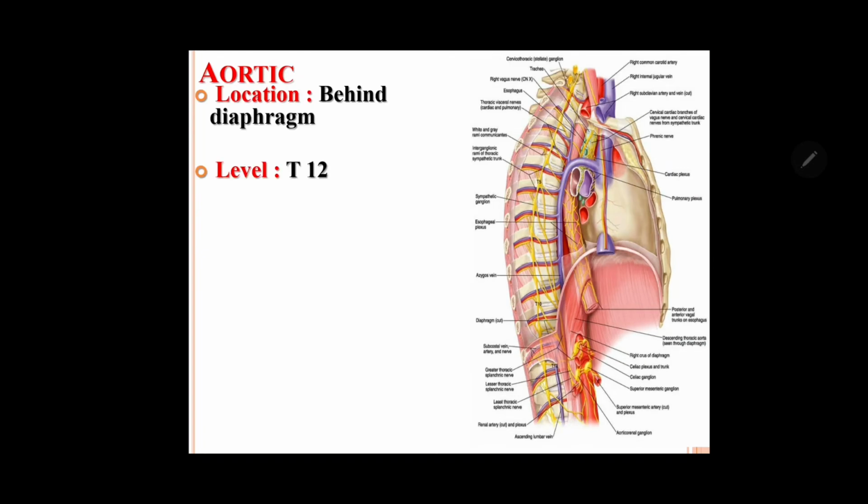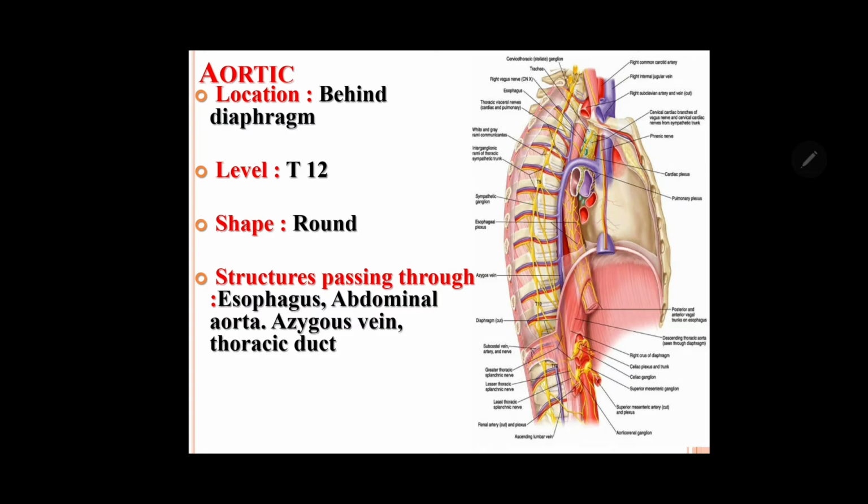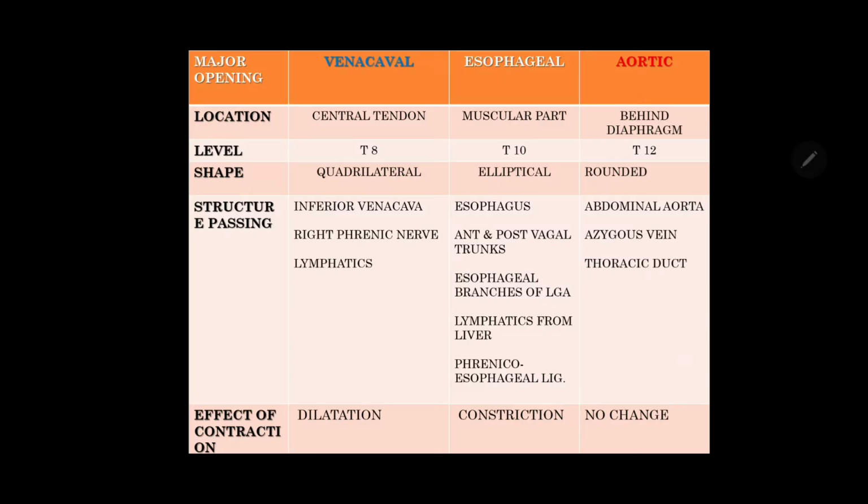And next, coming to the aortic opening, it is located behind the diaphragm at the level of T12, and shape is roughly rounded. Structures passing through it are, not the esophagus, abdominal aorta, azygos vein, and thoracic duct. And the effect of the contraction is no change because it lies behind the diaphragm, behind the median arcuate ligament.